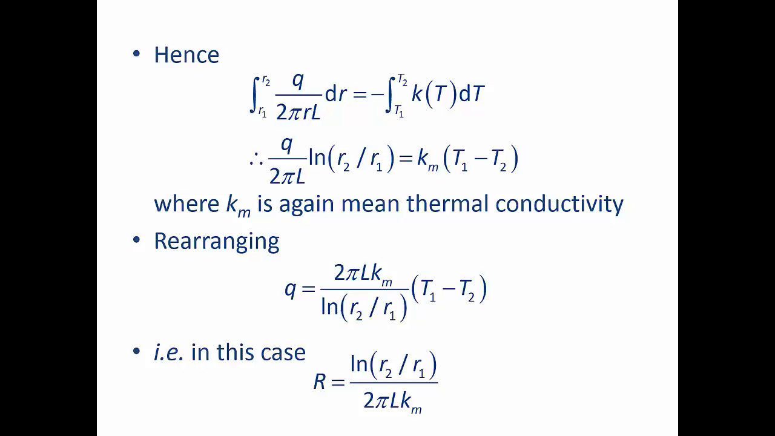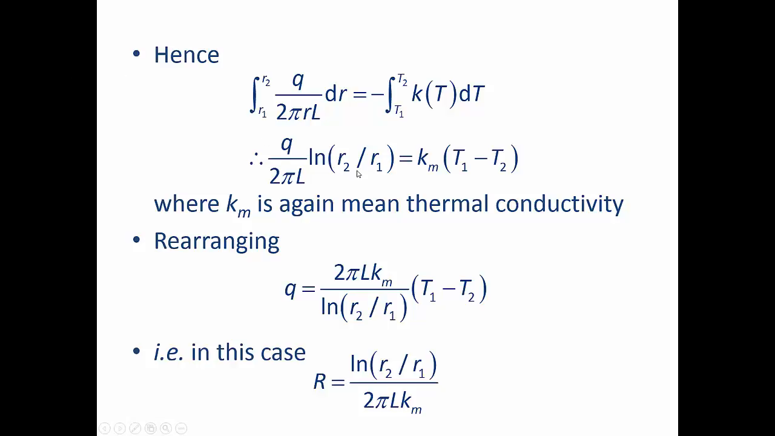We are assuming a fixed heat flow and a defined length of pipe, and we're integrating between the inner radius, which is R1, and the outer radius, which is R2. And on the other side, we're integrating between T1 and T2, and as before, strictly the thermal conductivity could vary with temperature. However, we will assume that as before we can define a mean thermal conductivity, and that's what I've done in going to the next line.